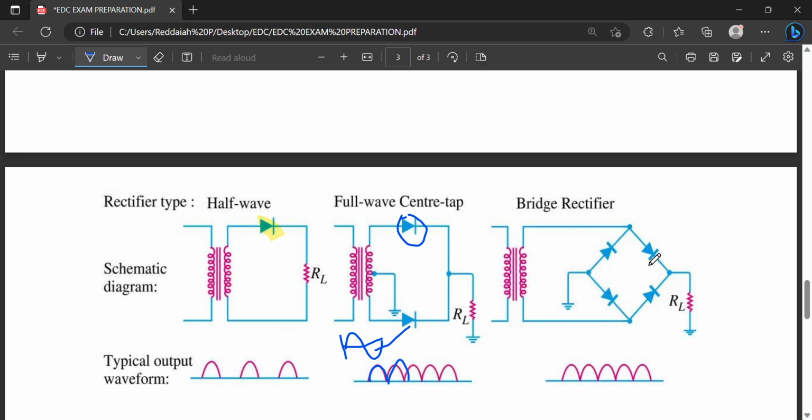A bridge rectifier is formed with 4 diodes. The bridge rectifier output waveform will be like this, with time period T and output voltage V DC. Like that we can form it. That is the rectifier. A rectifier uses diodes, and not only diodes, power MOSFETs can also be used.